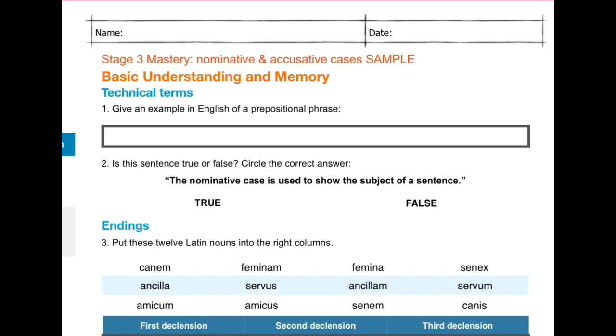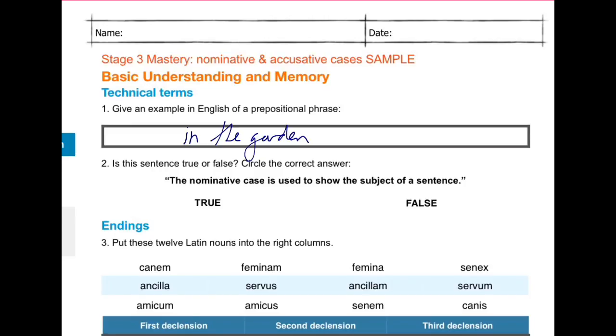Right, so we'll start with question 1. Give an example in English of a prepositional phrase. Now, from stage 1, you learnt that a phrase like this is composed of two things: a preposition, which is a small word, comes in front of a noun, like in or over or under, plus its noun. So in Latin, in horto would be a prepositional phrase. So in English, we could just translate that as in the garden. But it could be under the table or over the hill or out of the kitchen, something like that.